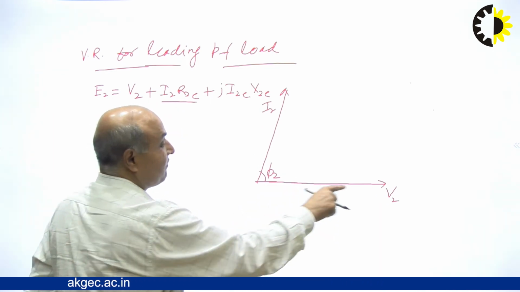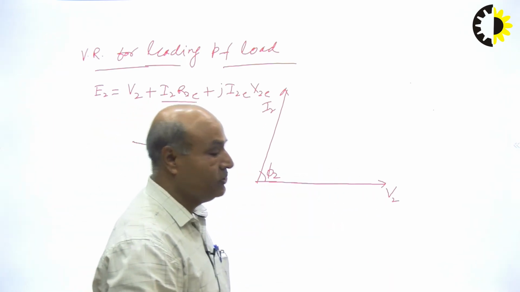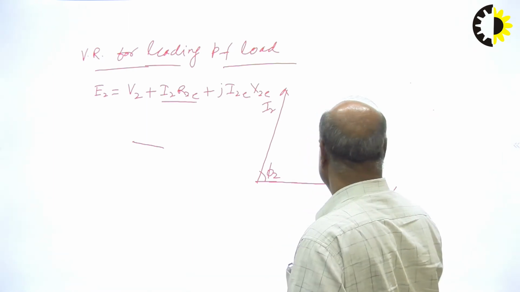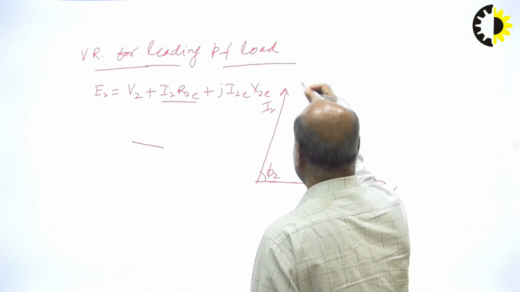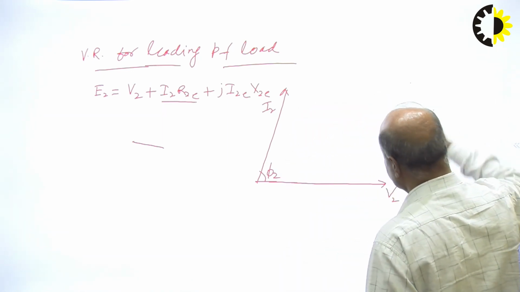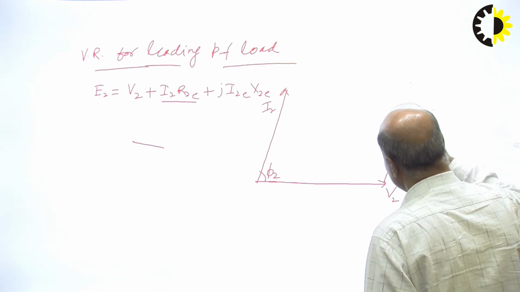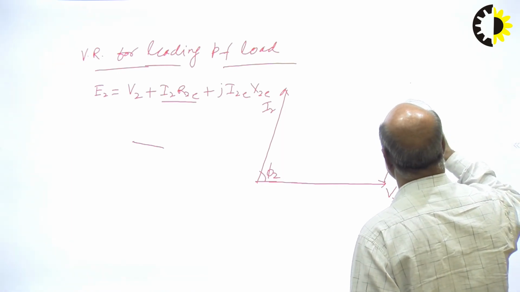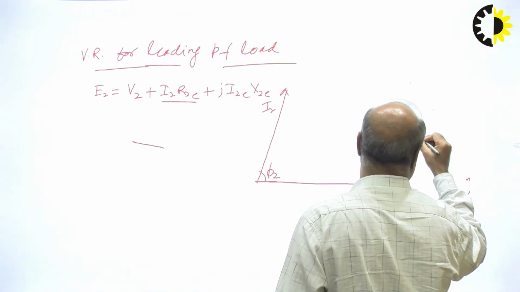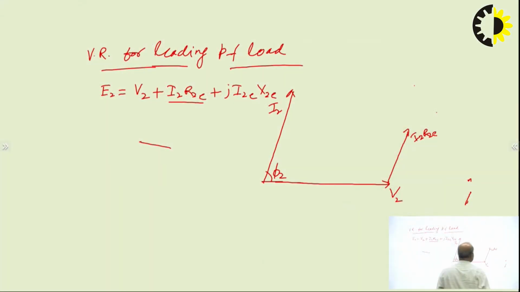How can we draw it? From the end of this V2, we will draw the I2 R2E phasor, and the I2 R2E phasor will be in parallel with I2. So now we will draw a phasor which is parallel to this phasor. Suppose this is your I2, and this is I2 R2E. Now this I2 R2E is in parallel with I2. So we have added I2 R2E in our V2.